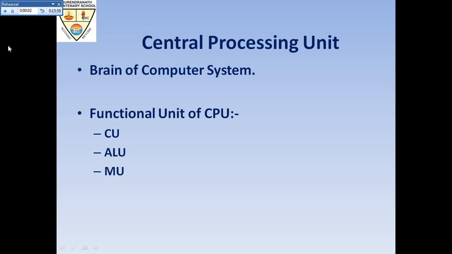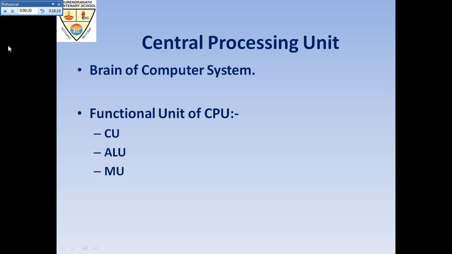Then we have the CPU, or Central Processing Unit. We have heard about this CPU many times, that this is the brain of the computer system. This is the heart of the computer system, a kind of centralized control system which manages everything in a computer.